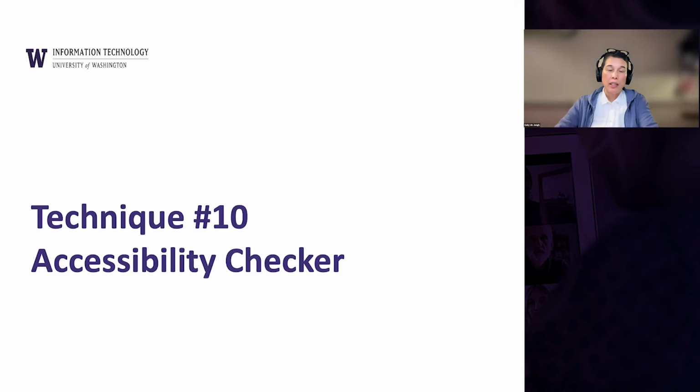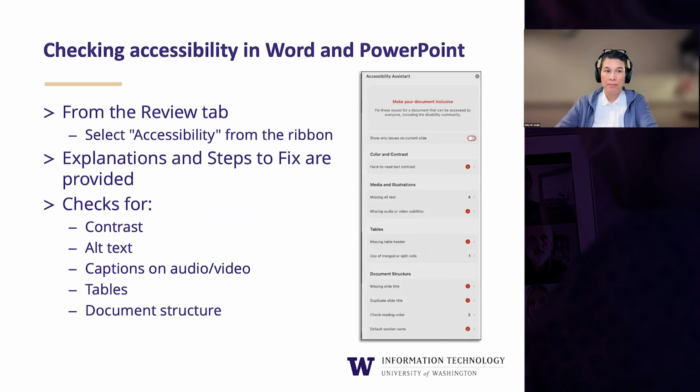All right, technique number 10, accessibility checkers. Accessibility checkers are built into Word and PowerPoint, and they provide feedback to authors on how accessible their content is. The accessibility checker is included in both the desktop clients and the web version. To launch it, users would go to the Review tab and then select Accessibility. Then that accessibility panel will open on the right-hand side of the screen.